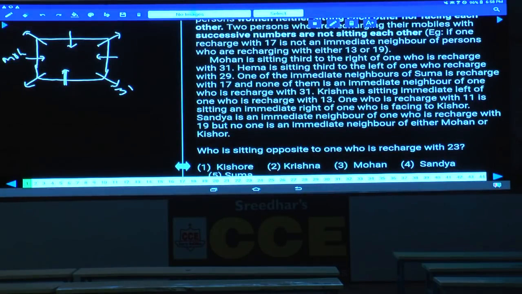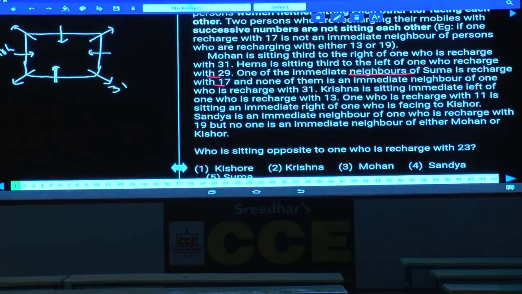Then Hema is seated third. One of the immediate neighbors of Suma recharges with 17. None of them is an immediate neighbor of the one who recharged with 31. That means 17 cannot be at this place, 17 cannot be at this place, isn't it? And one of the immediate neighbors of Suma recharges with 17. Then what are the different possibilities for this Suma here? Now Suma can be at this place, isn't it? Now if you take Suma at this place, tell me what are the different possibilities for Suma here? Now, 2 possibilities. What are those 2 possibilities?